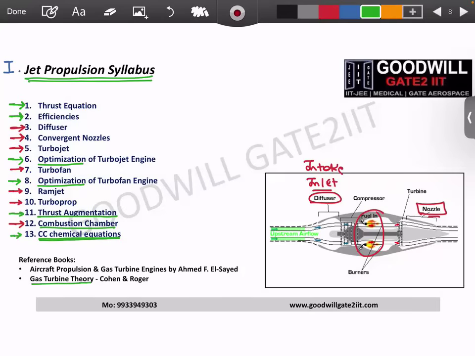You can follow Owen and Rogers, but it will only give you turbojet and turbofan, and all propulsion will be given by this book, Sayyed and Ahmed, which is a must-have book for you. Have it with you. If you have time, read it. There is no harm in reading books, but that is the last step. First, you need to refer to the lectures and the study material, and then practice test series questions. All right. I hope I'm clear.